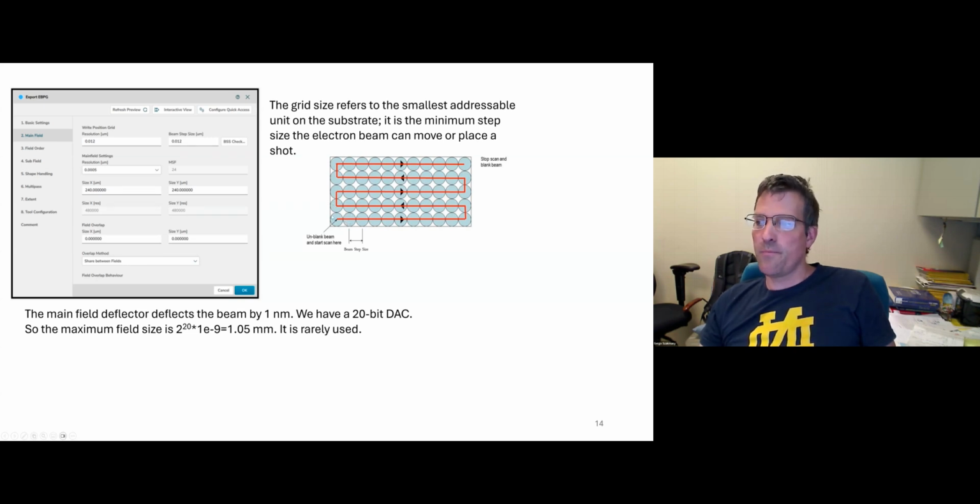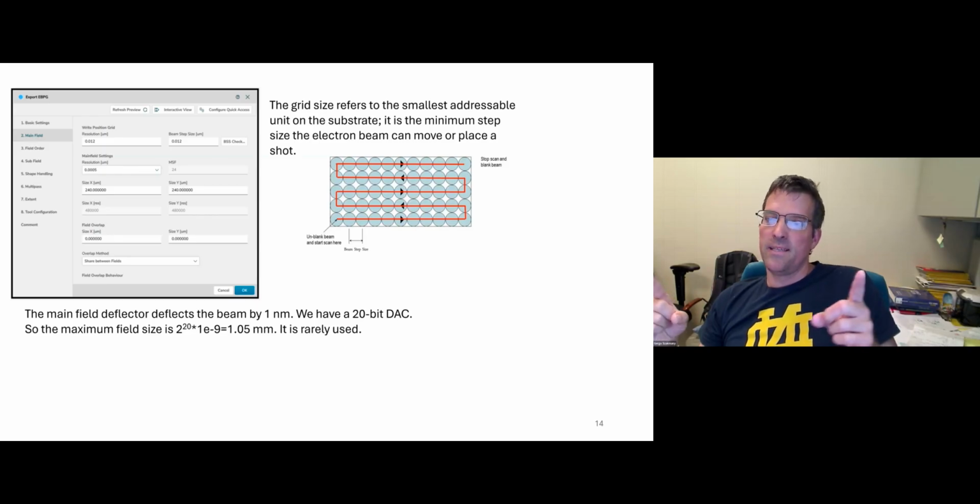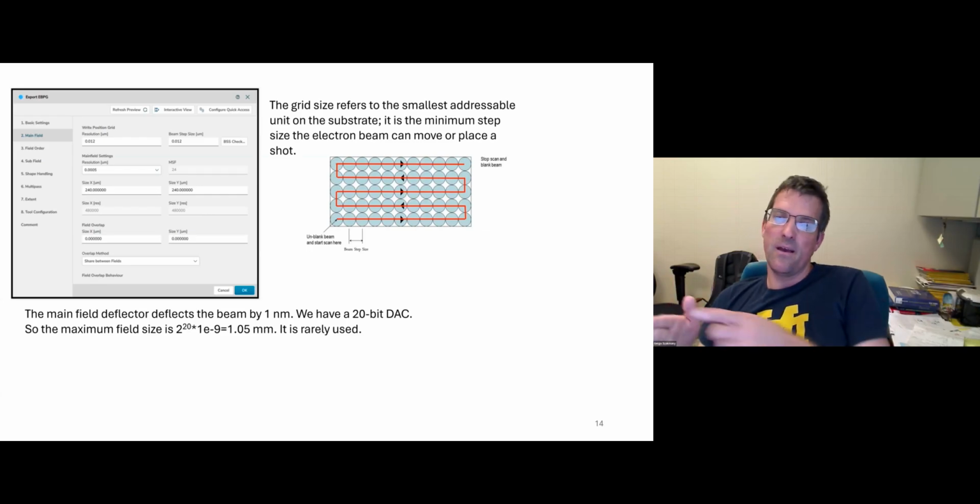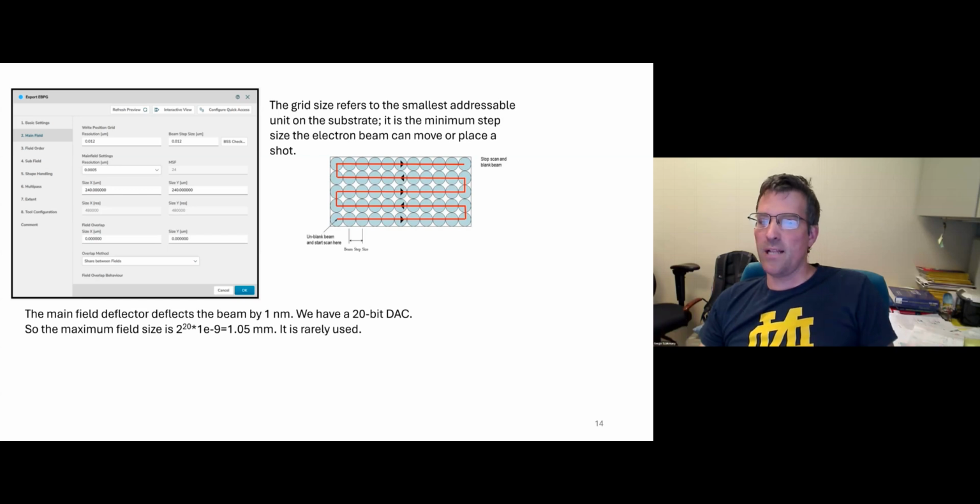And the other important part is the main field size of the beam. In electron beam lithography, there is a beam deflector that can move the beam over a certain width without moving the stage physically under the e-beam column. This area, which can be reached by the electron beam without physically moving the stage, is called the main field.